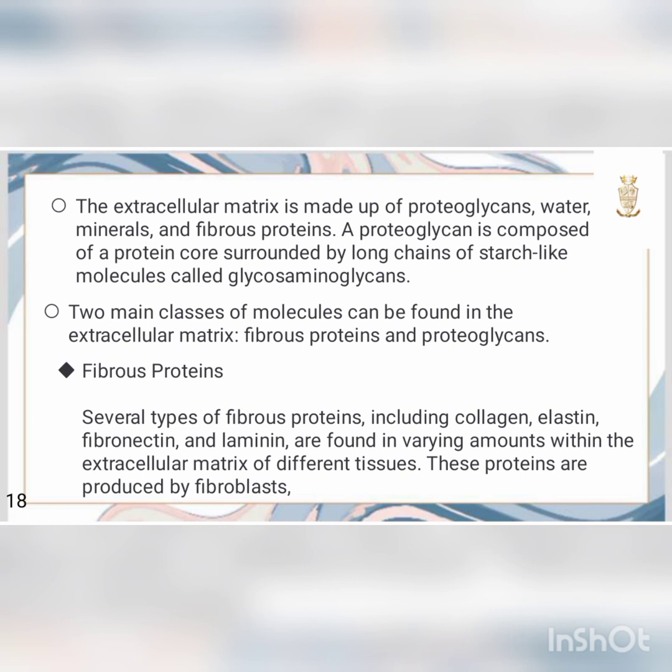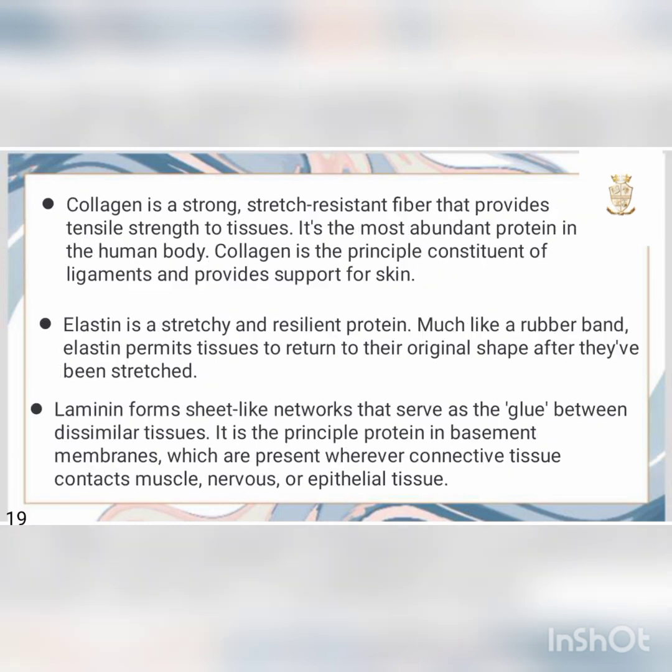The two main classes of molecules that can be found in the ECM are fibrous protein and proteoglycan. First one is fibrous protein. There are several types of fibrous protein, which include collagen, elastin, fibronectin and laminin. These fibrous proteins are mainly produced by the fibroblast. Collagen is a strong, stretch resistant fiber which provides tensile strength to tissues.